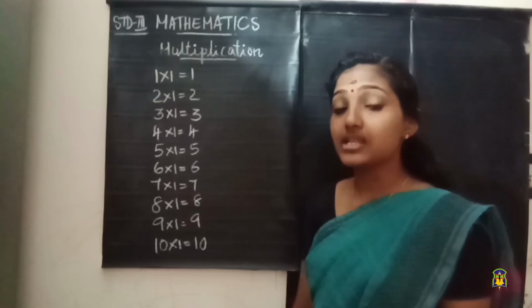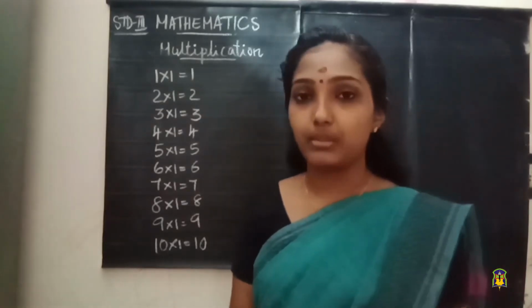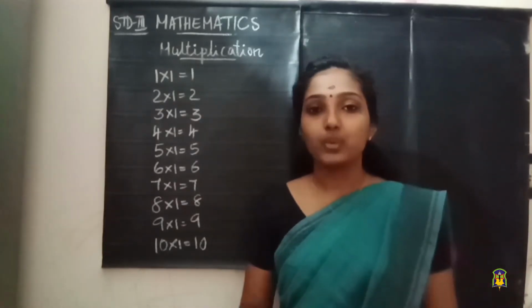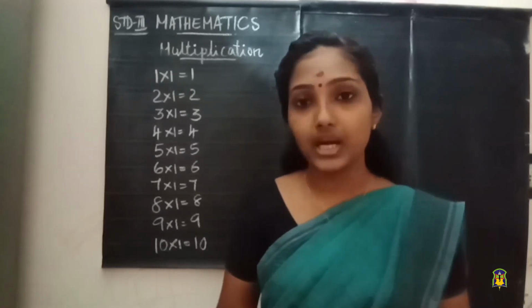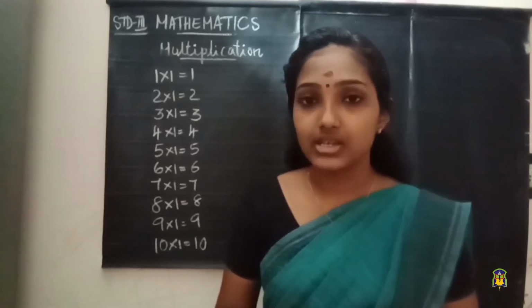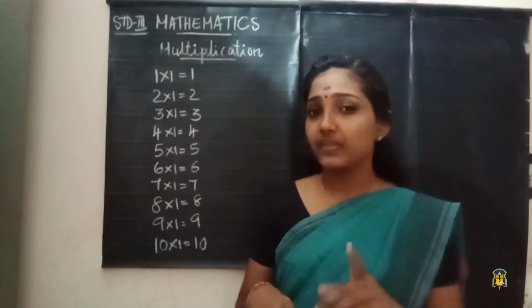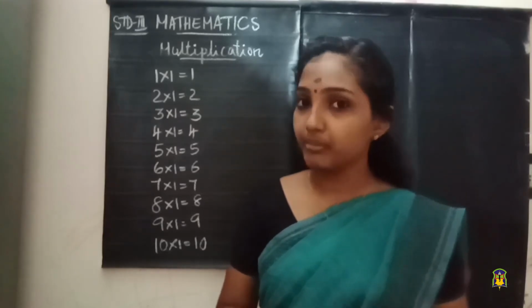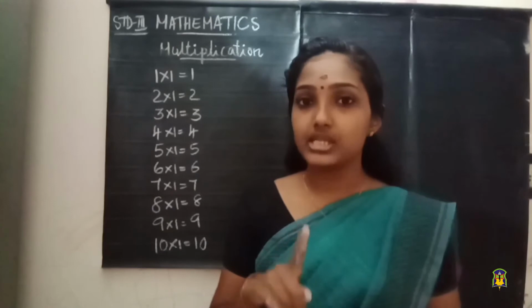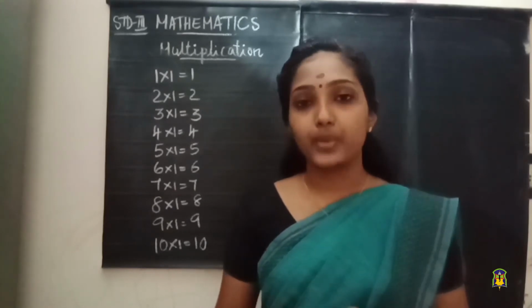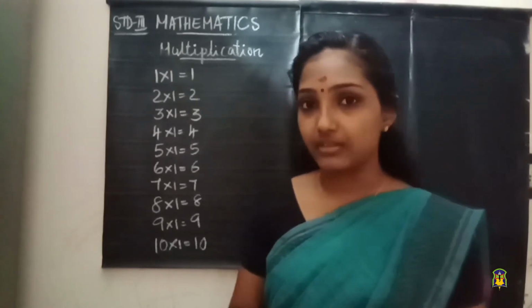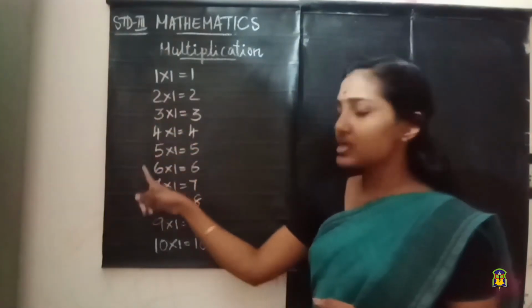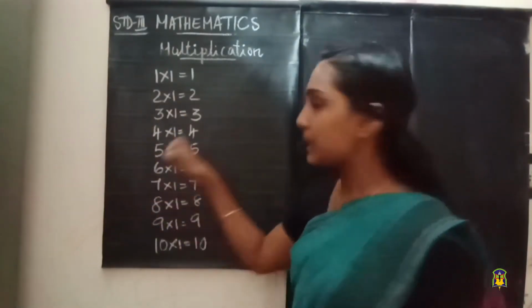So this is the first property that we are studying about multiplication. When a number is multiplied by 1, the answer is that number itself. And the answer in multiplication is called product. So when a number is multiplied by 1, the product is that number itself. So here it is all one digit numbers, but it works for any number.